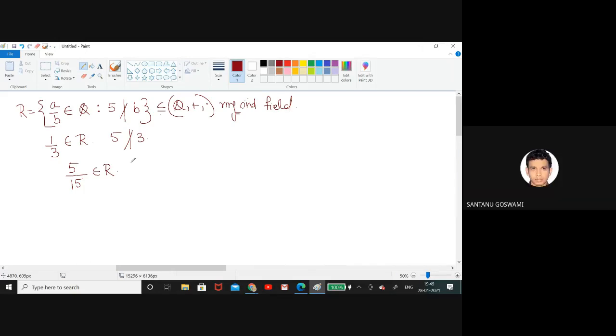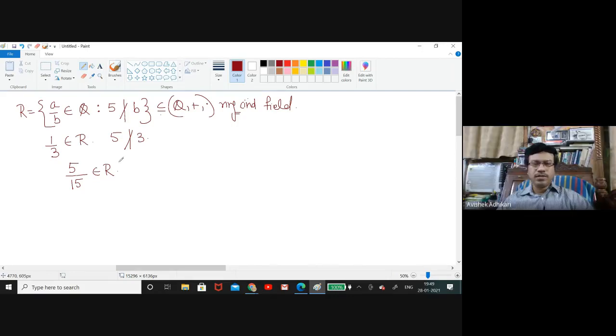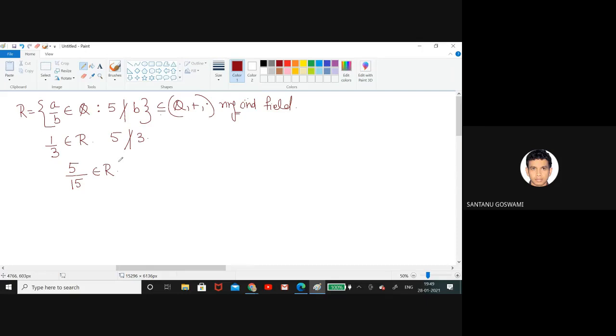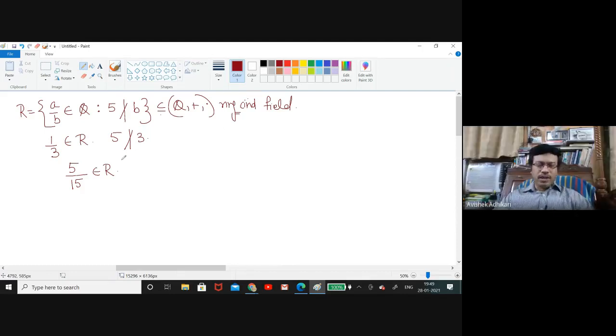No, because GCD must be 1. Sorry? The greatest common divisor is 1. Okay, I didn't get your voice. Anyway, it's a good question whether 5 by 15 belongs to R or not.